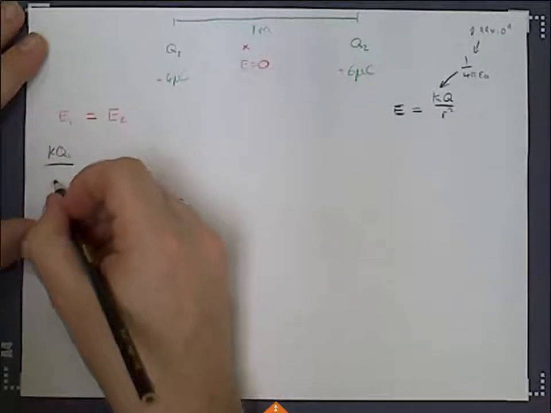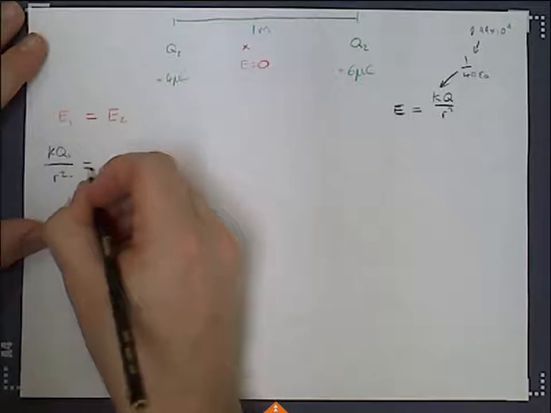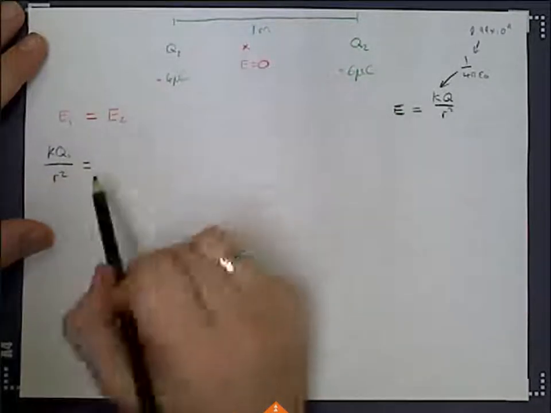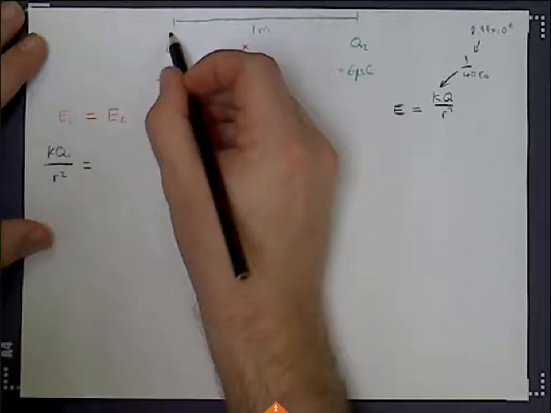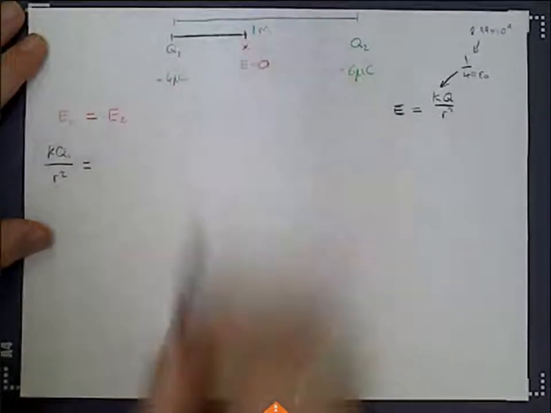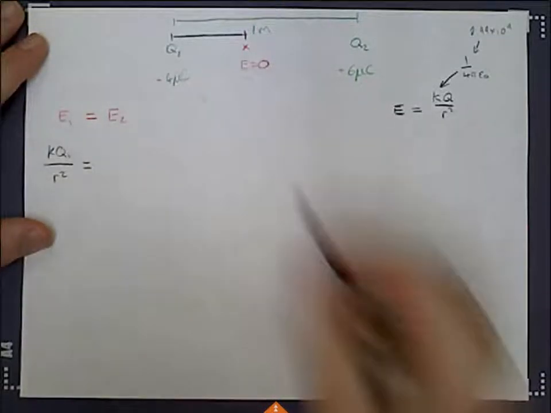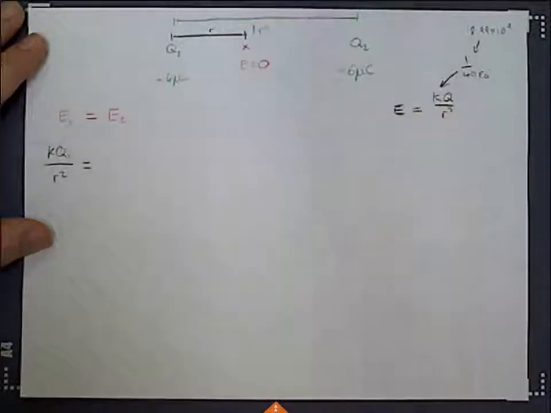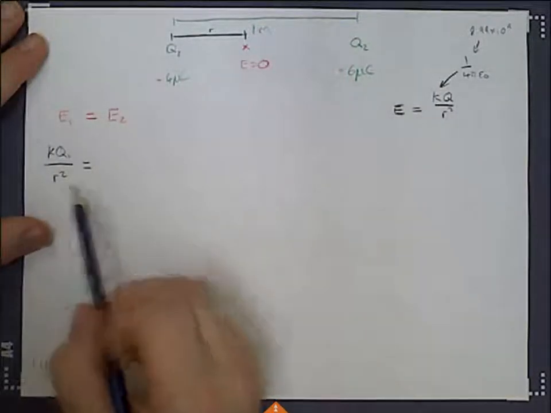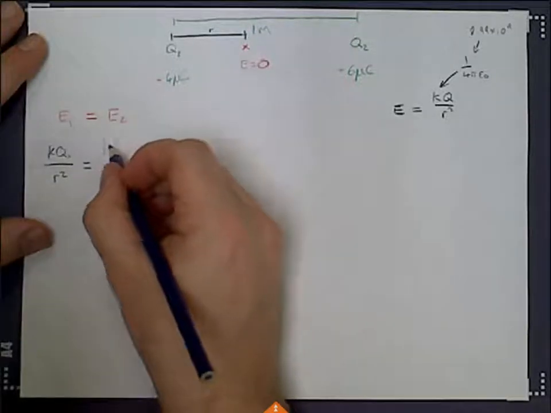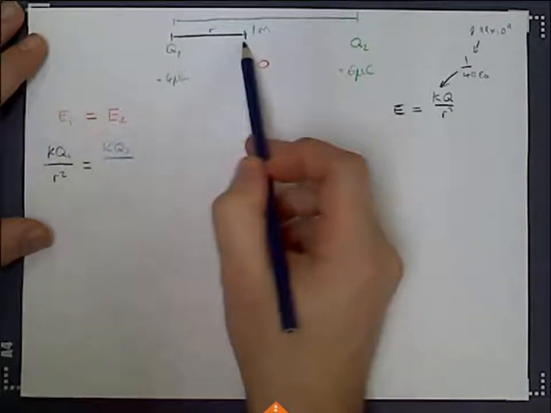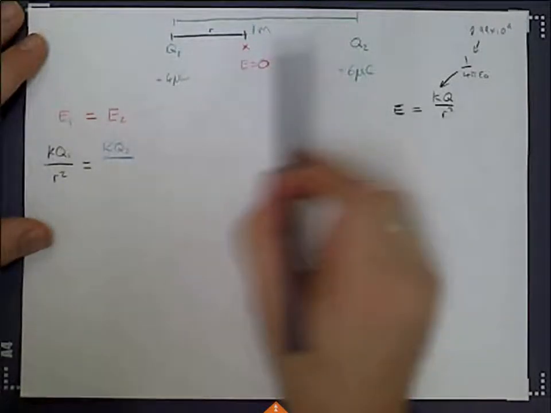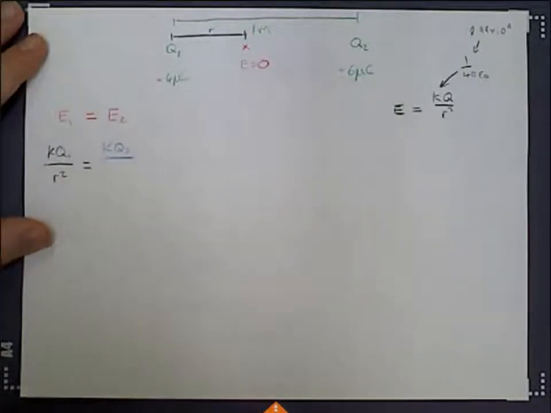over R squared is equal to, now before we do that other side, let's just look at what we're talking about here. R squared is going to be the distance from here to that point in the field. So that's R here. Well, there's a problem because we can't use R again on the other side. So we can do KQ2 over, well, I can't put R in there because R is this distance. The R for here would be from there to there. We can't use R again, so we've got to use something else.